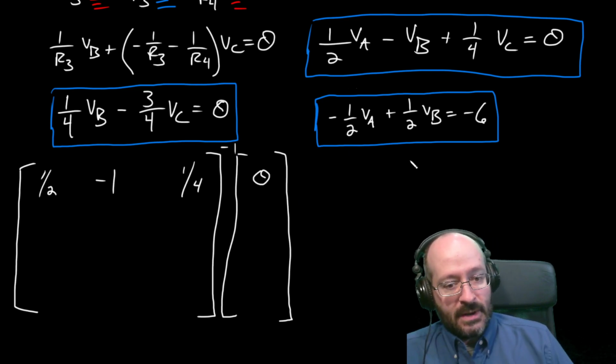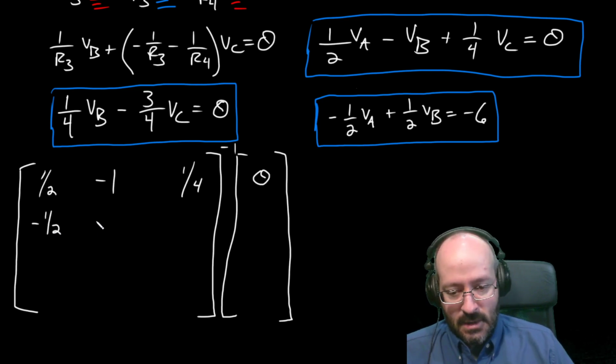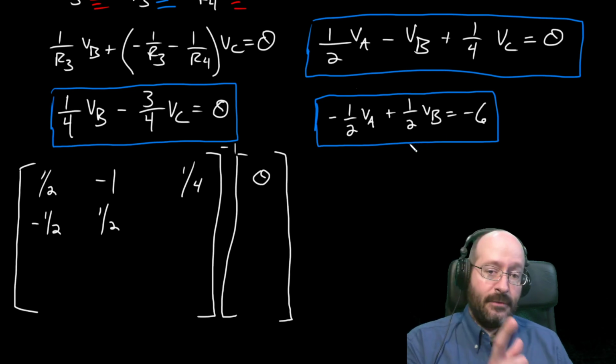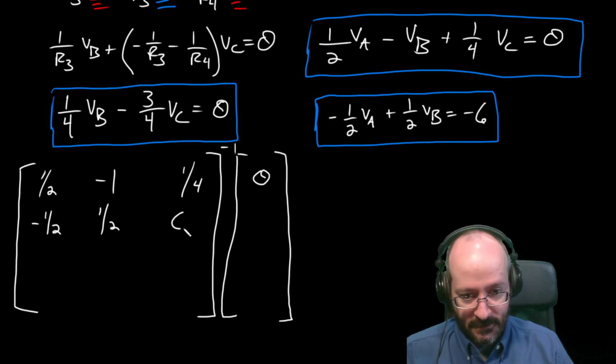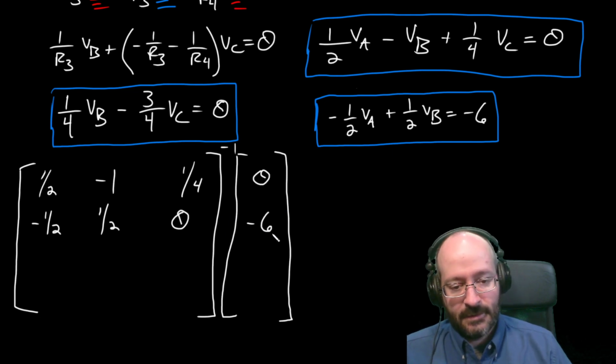Okay, let's come down here and take this one. So we take the coefficient of VA, the coefficient of VB, and the coefficient of VC, be careful, there is no VC, right? And that's a 0, and the right-hand side is -6.